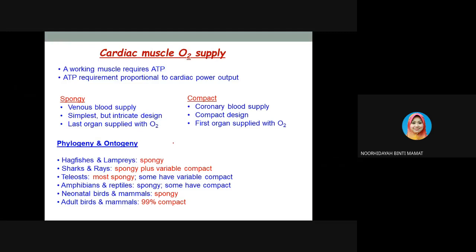So we move to the cardiac muscle's oxygen supply. This is a working muscle that requires ATP, and the ATP requirement is proportional to cardiac power output. For the spongy myocardium, there is a venous blood supply, a simple but intricate design, and it is the last organ supplied with oxygen. While for the compact myocardium, it is a coronary blood supply. It has a compact design and is the first organ supplied with oxygen.